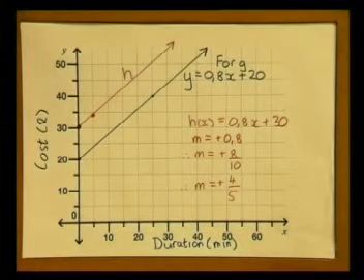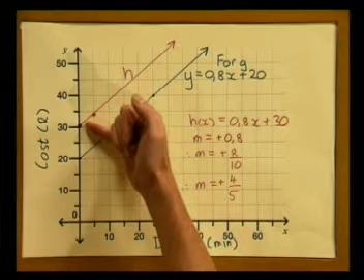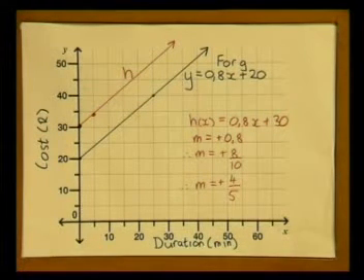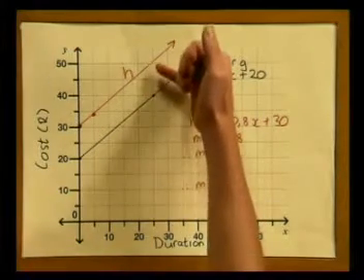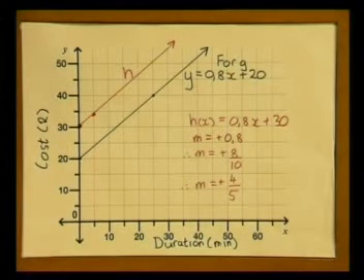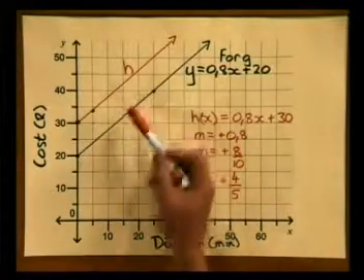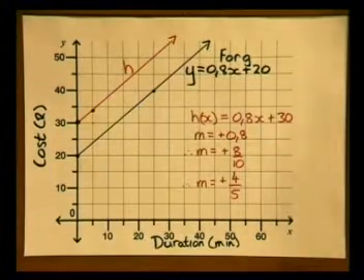So, where x is 0, for g, y is equal to 20, and for h, y is equal to 30. Where x is 25, for g, y is equal to 40, and for h, y is equal to 50. All the points on a graph make the formula for the graph true. So all the output values of g move up 10 units to fall on h.